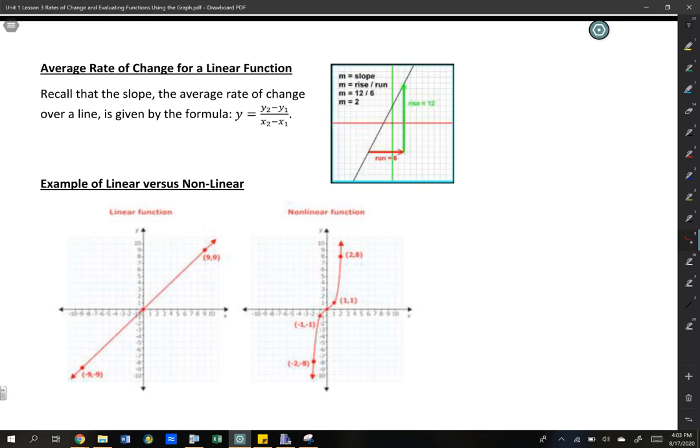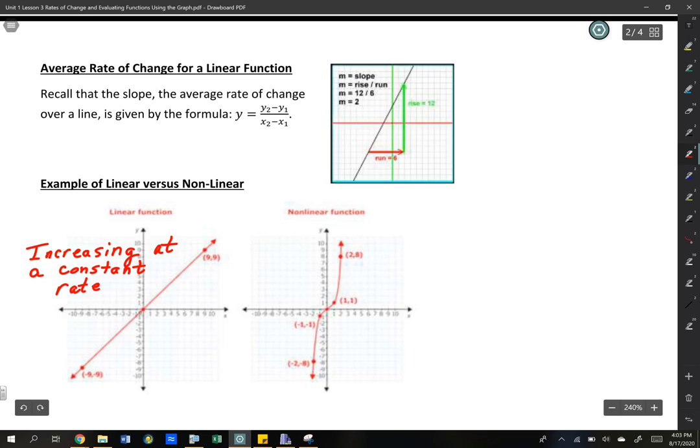Now, the rate of change is constant in a linear function, right? But when we look at a nonlinear function, the rate of change is not constant. So let's make a note here that when we're looking at the linear function, this function in this case is increasing at a constant rate. Anywhere you look on this line, we're going to get the same slope.